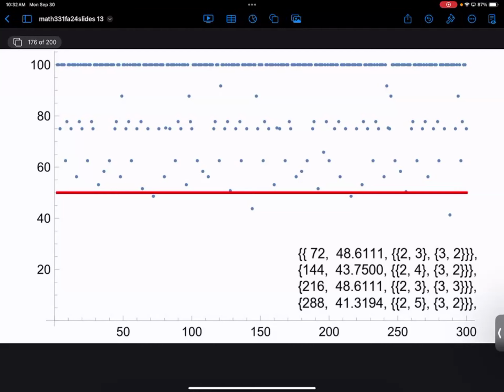2 to the third and 3 to the... Yeah, these are the factorizations of those numbers. So 72 is 2 cubed times 3 squared. 144 is 2 to the 4th times 3 squared. What do you notice about the factorization of these numbers? Product of powers. Which powers? So whenever it was below 50% for the first 300, it only had 2s and 3s as factors.